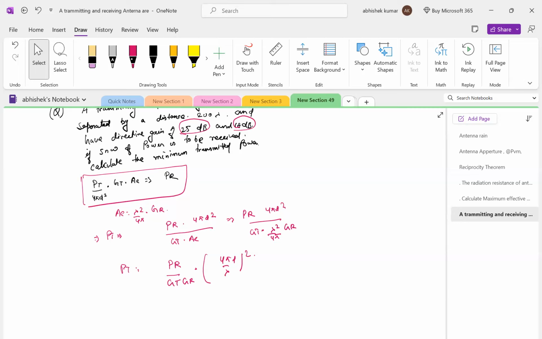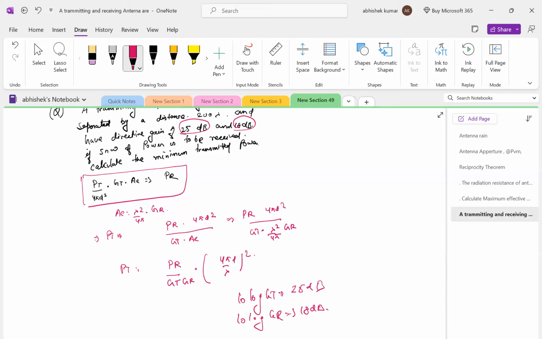What's the gain? Are you able to find it? You have to first convert the directivity into normal form, because 10 log GT will be 25 dB and 10 log GR will be 18 dB. You know how to convert it into these?